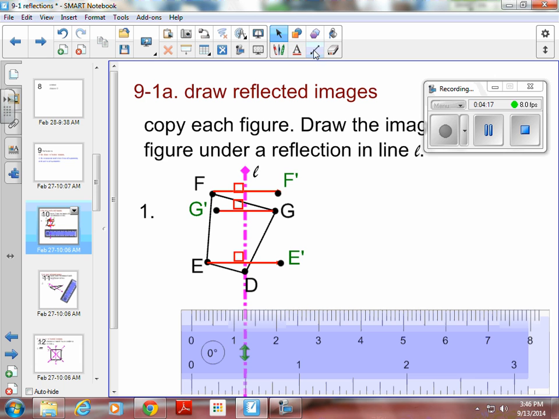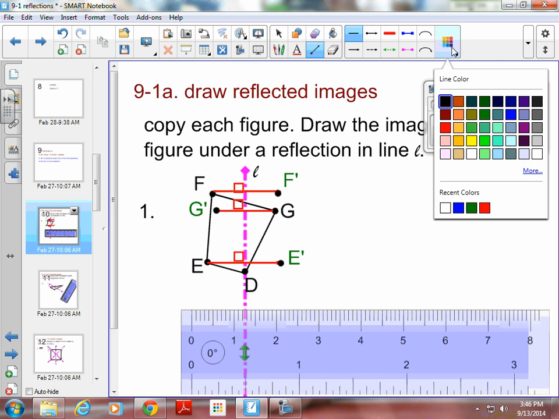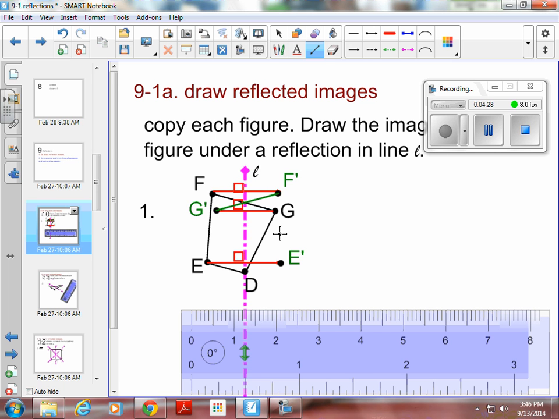Then I need to draw in my shape, so I'm going to grab my segment. I'll make my segment green to match my letters. And so F was touching G, so F prime needs to go to G prime. And F was going to E, so F prime needs to go to E prime. And then E was going to D, so E prime needs to go to D. And G was going to D, so G prime needs to go to D. And so there is my reflected image.